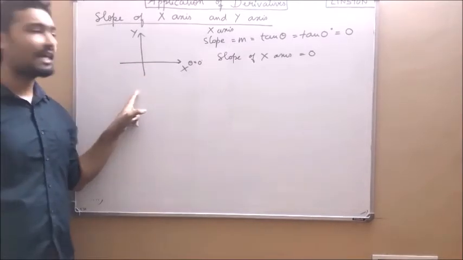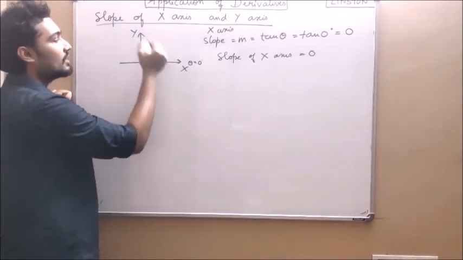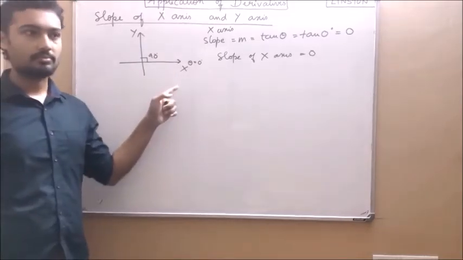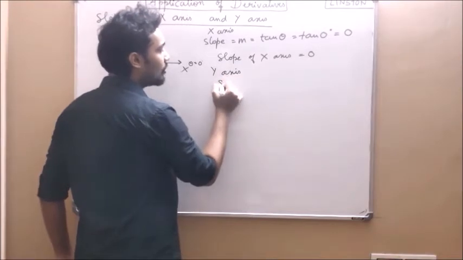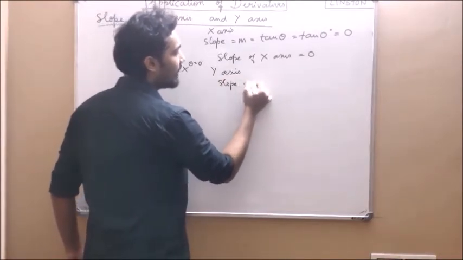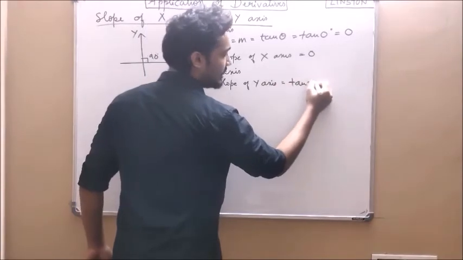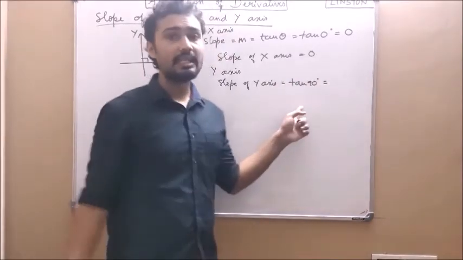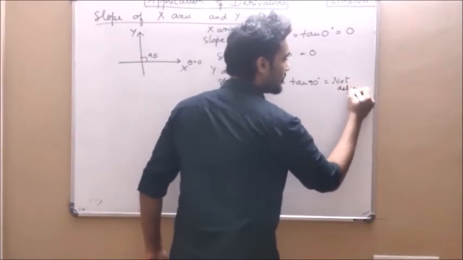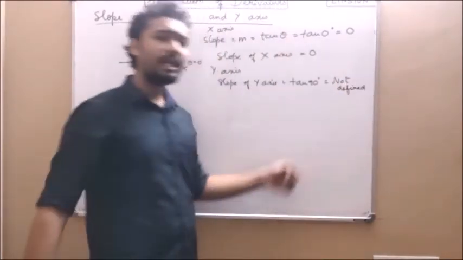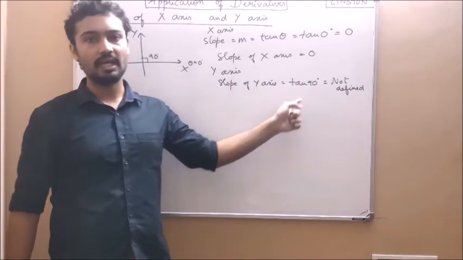Next, what about the y-axis? The y-axis makes an angle of 90 degrees with the origin. Now, therefore, for the y-axis, what is the slope? The slope of the y-axis is nothing but tan 90. What is tan 90? Tan 90 is not defined. So you can take it as infinity, or for calculation purposes we can take 1 by 0.